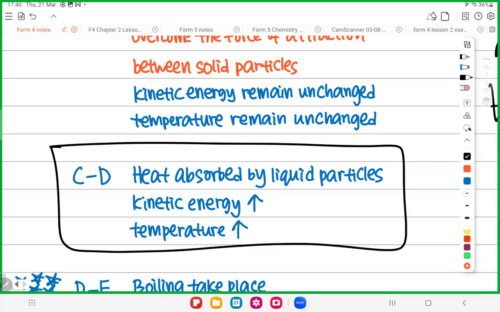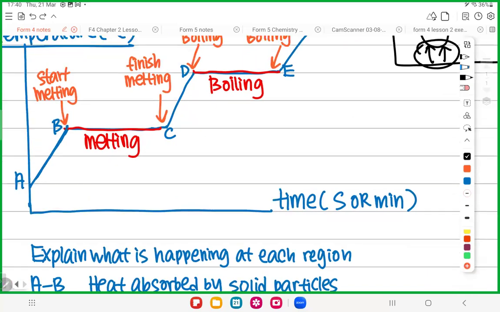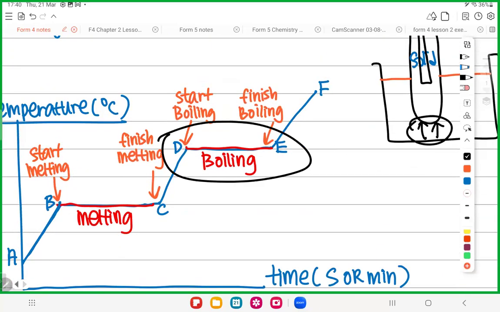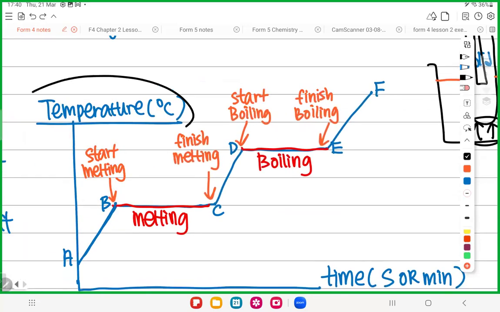Okay, now let's do the last thing, then we will end with the heating curve. The last thing here, D to E. So D to E, what happened, everyone? Boiling. So the boiling process is taking place. And you all can see during the boiling process, what happened to temperature? The temperature didn't change, right or not? The temperature didn't change during the boiling process.